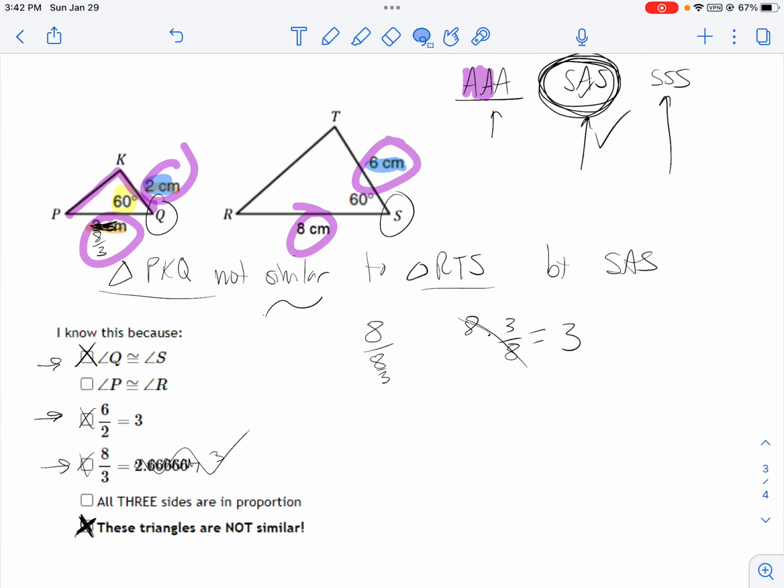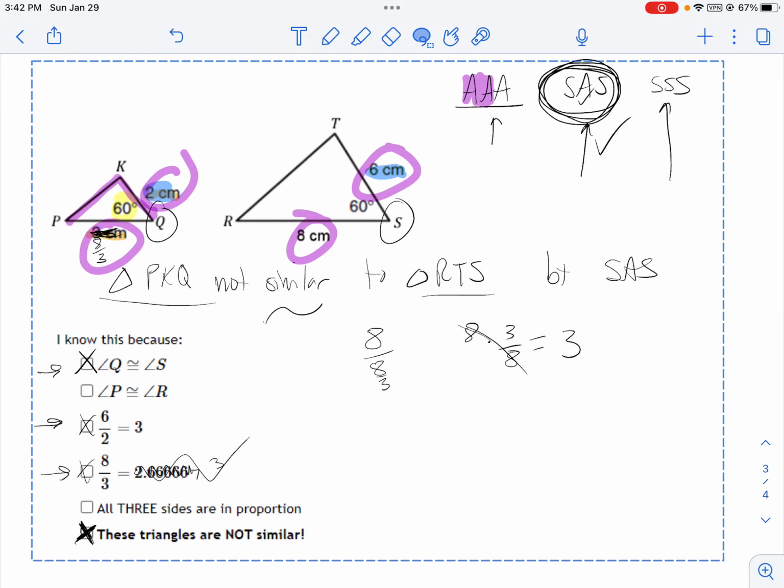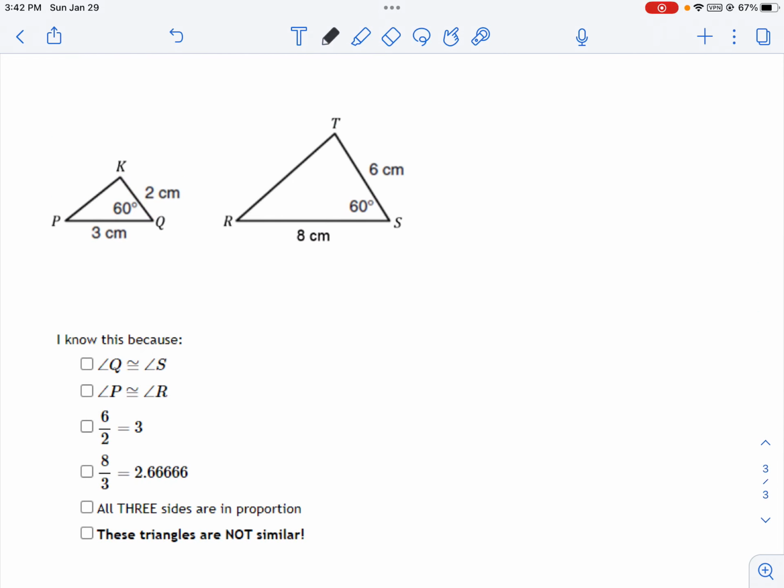So just be careful, look at what you're given. You have to make sure all sides are proportional. When you get down to checking the boxes, it's really just a matter of checking the boxes that you know are true there.